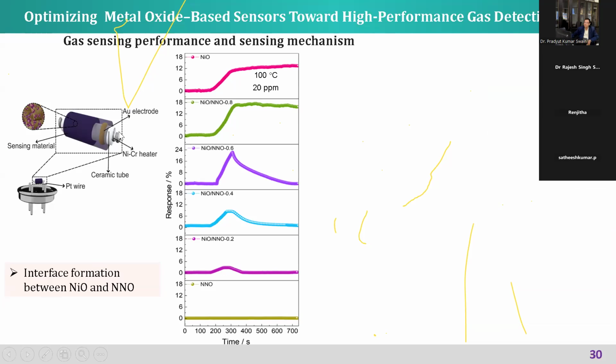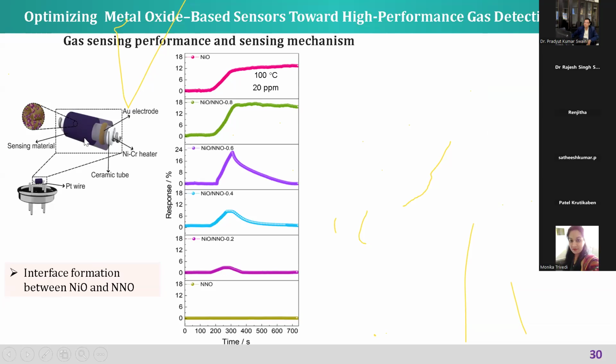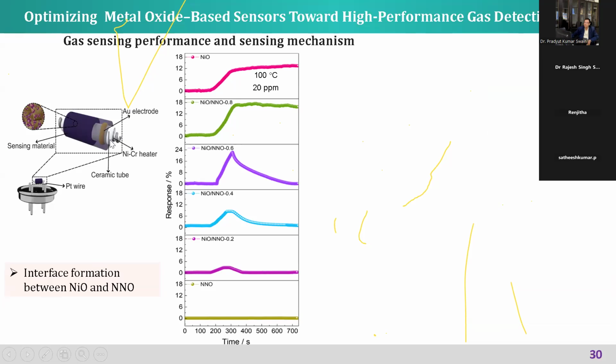Here, as I told you, we have used this type of sensor configuration. This is a commercial casing where there is a ceramic tube with a nichrome heater in the center. There are two gold electrodes attached to electrical wires. What we have to do is drop cast our material between these two electrodes. This kind of casing is available commercially. We took that casing and developed the sensors because we need the heater for this sensor to work.